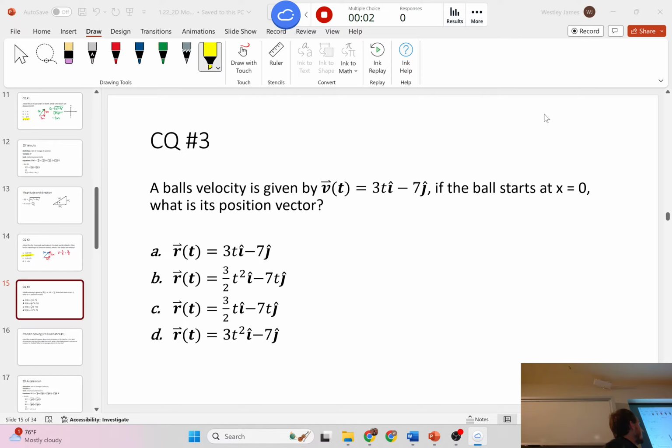Is the position vector 3t i hat minus 7 j hat? Is it 3 halves t squared i hat minus 7t j hat? Is it 3 halves t i hat minus 7t j hat? Or is it 3t squared i hat minus 7 j hat? It may be hard to tell, but every one of these answers is different. So be careful if you're like, dude, those look the same. They are different. So just be careful.